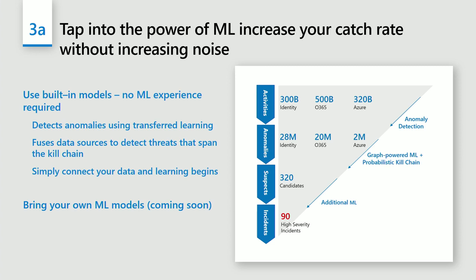The other example that I wanted to highlight is using machine learning to do fusion. It's the term we coined to describe this, which is to take distinct data sets and to use ML to fuse those together in meaningful ways. And you can see from the chart on the right-hand side the impact that fusion can have for you. In this example, we started out with literally billions of different events. Identity-based events, Office, Azure events, billions of events.